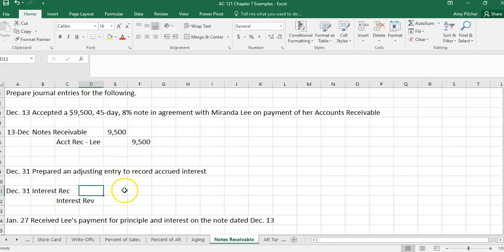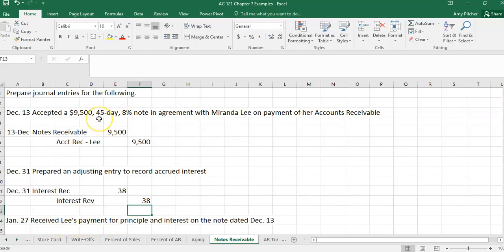So the interest calculation is the amount of the note, $9,500, times the rate, 8%, times time. In this case, we want 18 days. So 18 divided by 360. So our interest revenue is $38 for our adjusting entry.